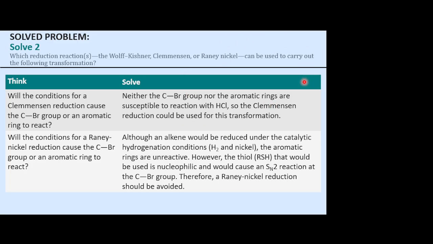So let's talk about the Clemmensen reduction here. Neither the carbon-bromine group nor the aromatic rings are going to be susceptible to reaction with the chloride here. It's not a particularly good nucleophile. It's a very poor one. And so the likelihood we get any real substitution happening here is very low. At least not in the time period we would need to do the Clemmensen reduction.